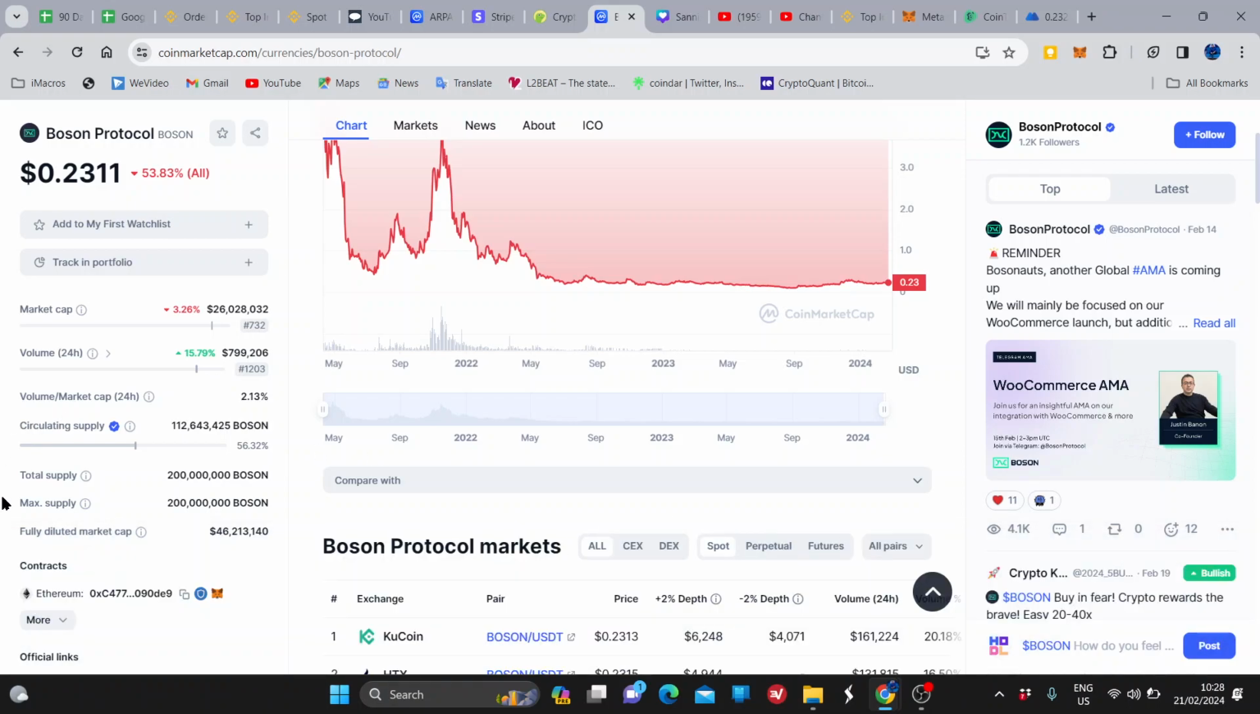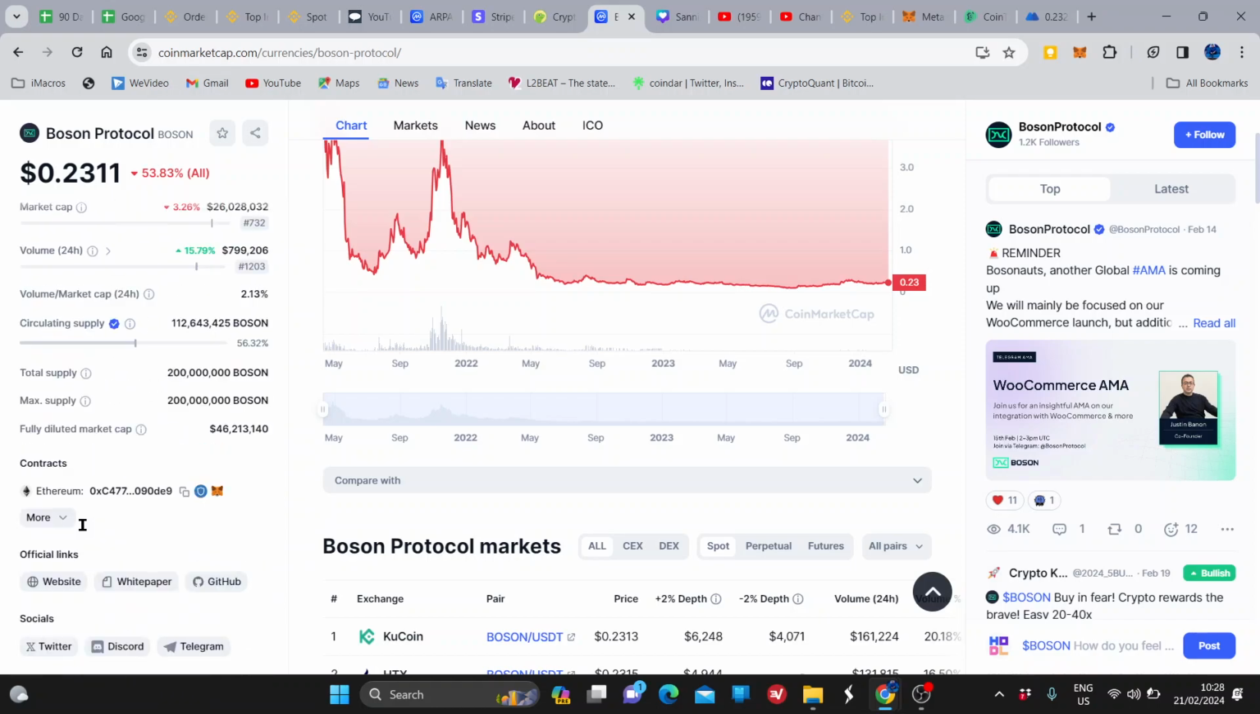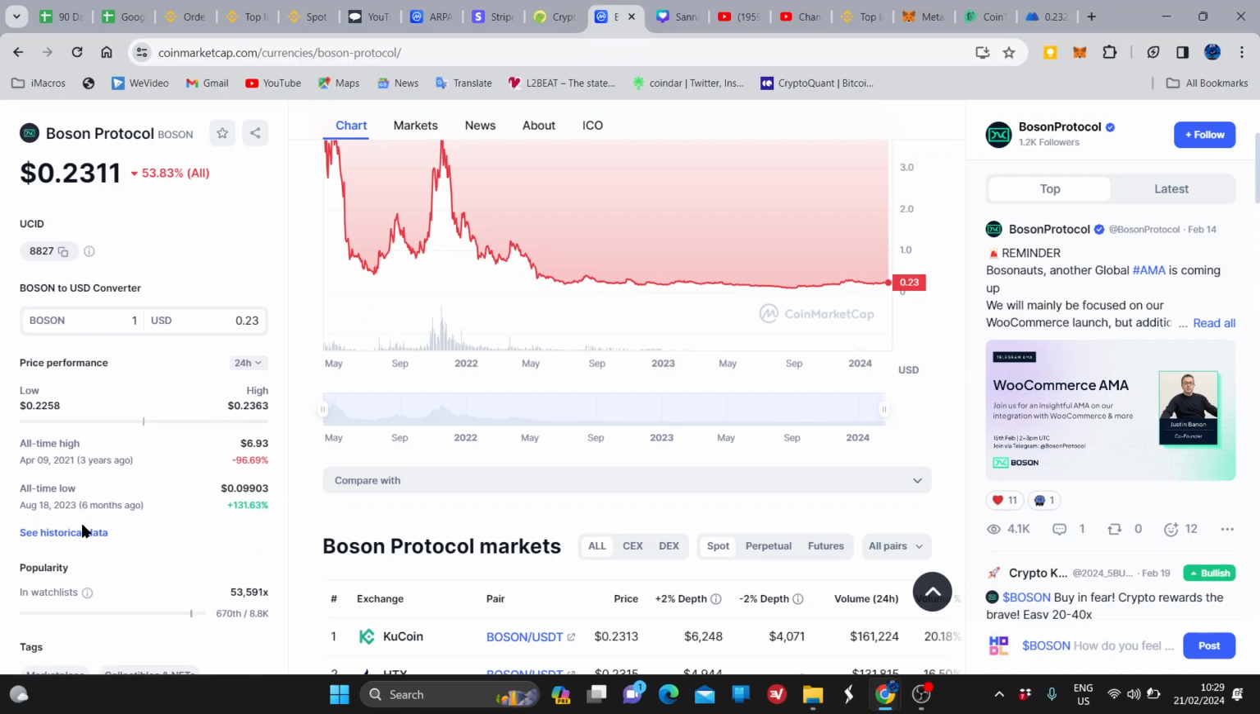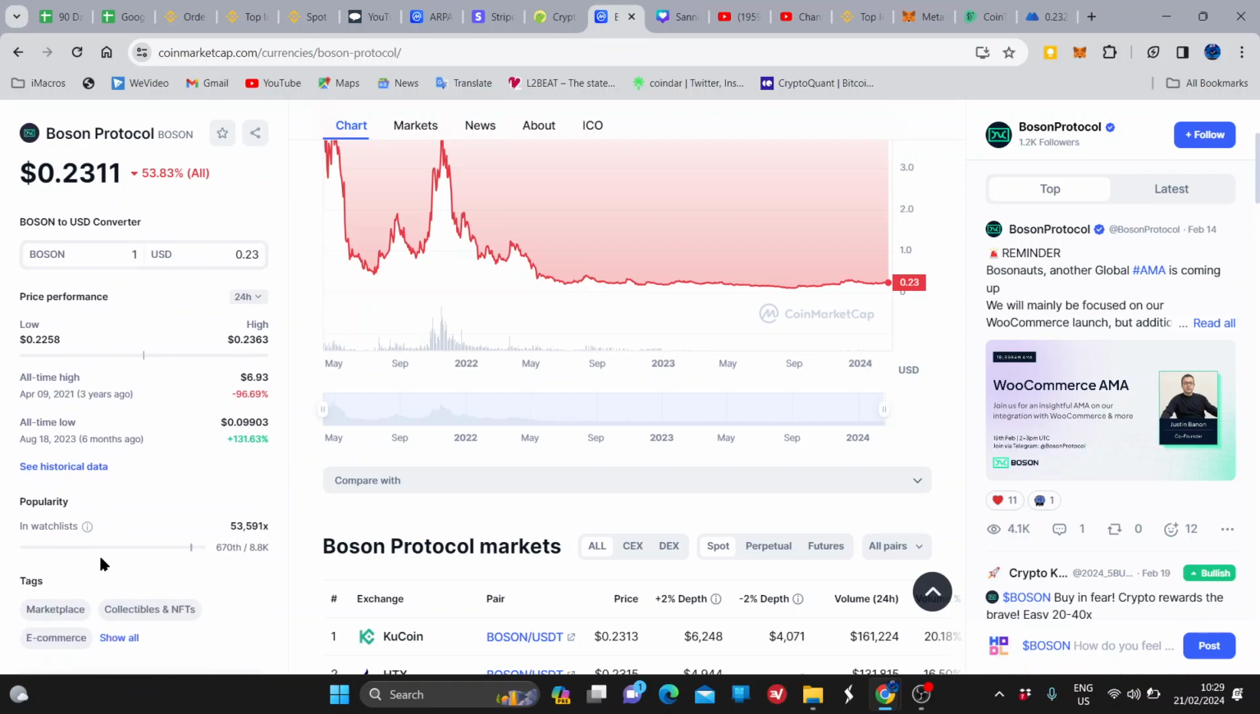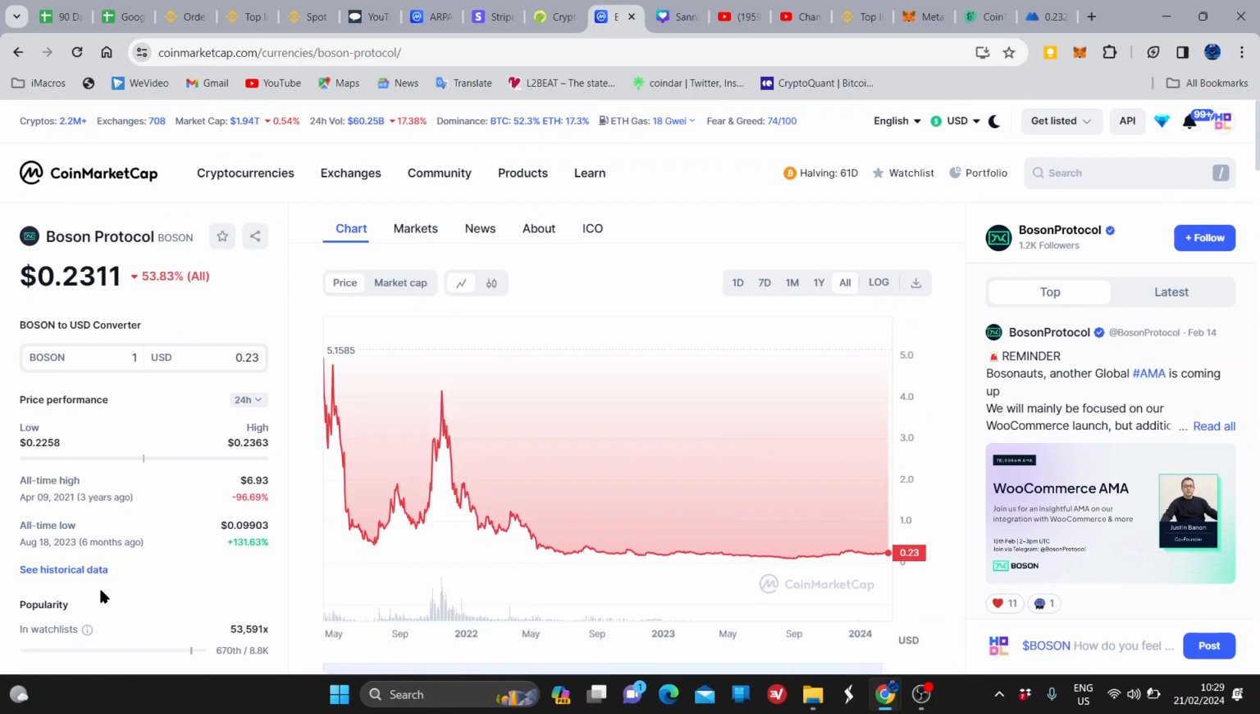If we check, the circulating supply is 112 million plus, while the total supply is 200 million. Same thing with the max supply, 200 million. Let's check out the all-time high price for this coin, which was $6.93 three years ago, and the all-time low price is 0.09. That's 9 cents, 6 months ago, and currently it is 23 cents. So anyone who bought this coin 6 months ago will be in profit right now, and there is still room for more profit.